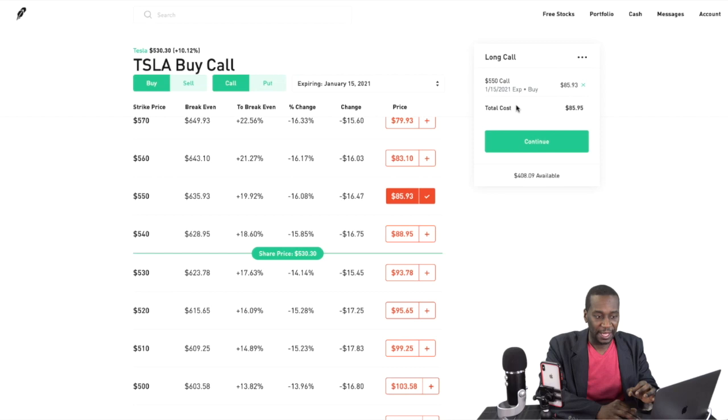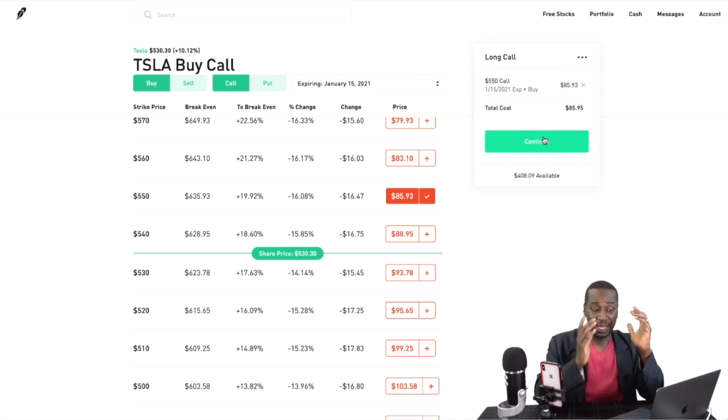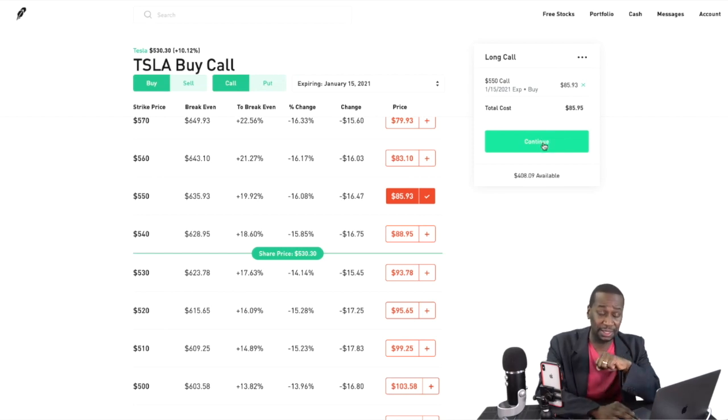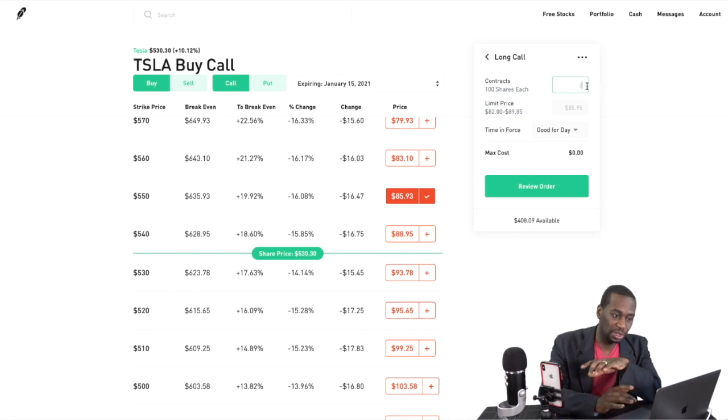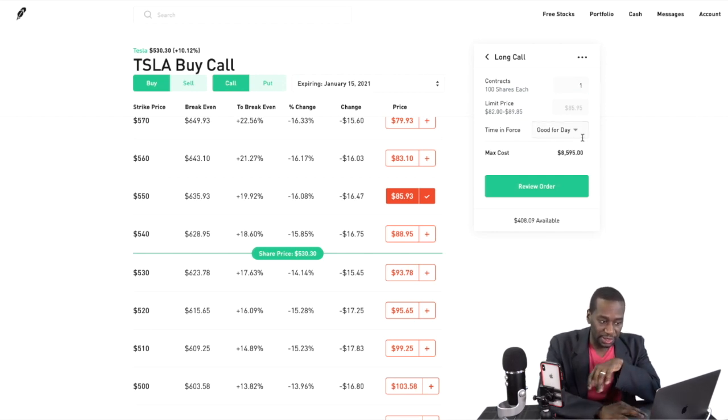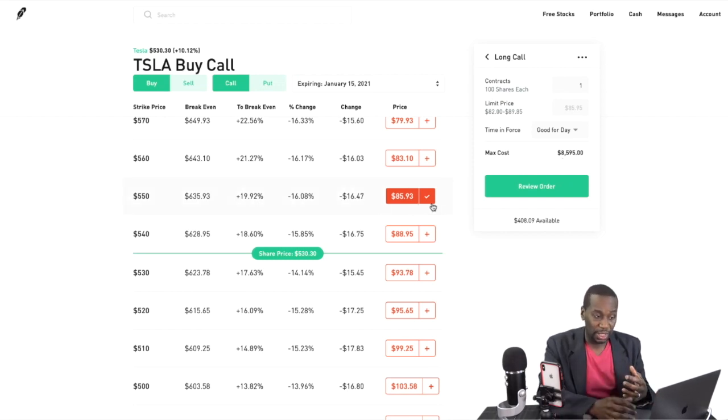It's telling you that it's going to be $85.95 for one option. Now, an option controls 100 shares. So when we get to the next screen, that means you're going to pay $85.95 for one contract that controls 100 shares. So really it's going to be $8,595. But let's take a look here. Click continue. And then how many do you want? So we're just going to say you want one contract. And again, you can see the cost jumped up to $8,595 because the $85.95 is going to be times 100 shares.